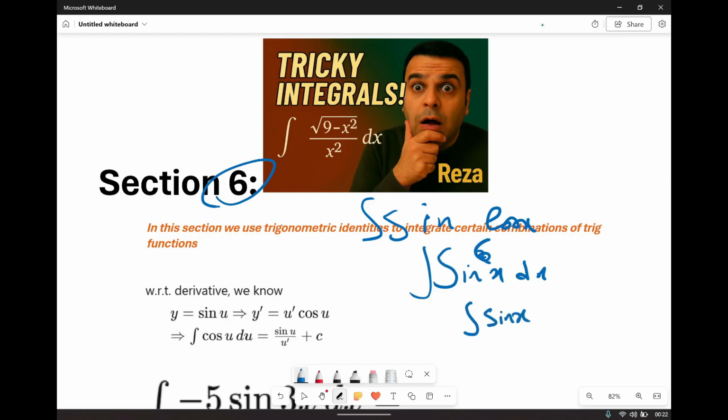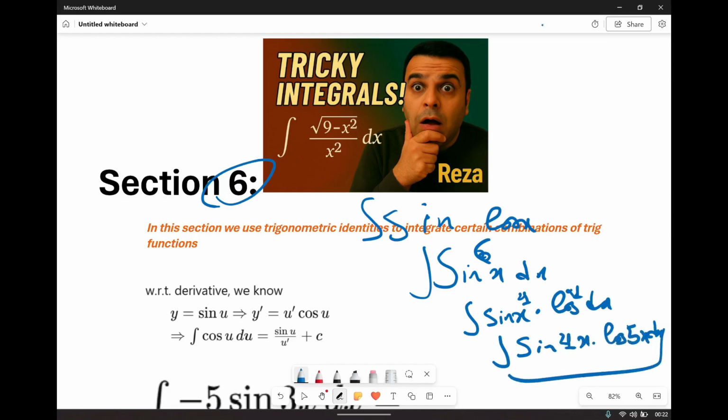For example, the integral of sine power 4 multiplied by cosine power 4 dx, or the integral of sine 4x times cosine 5x dx. How can we calculate this? In this section, we're going to explain everything about this in detail. Therefore, if you don't know this, I prefer you go back to our previous session.